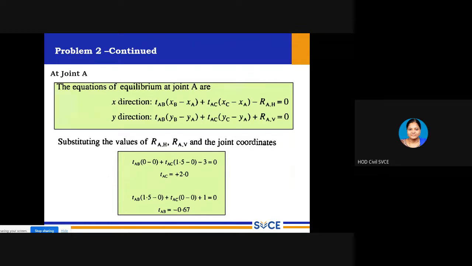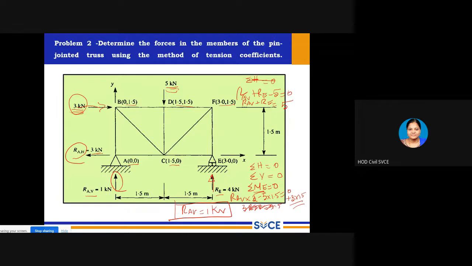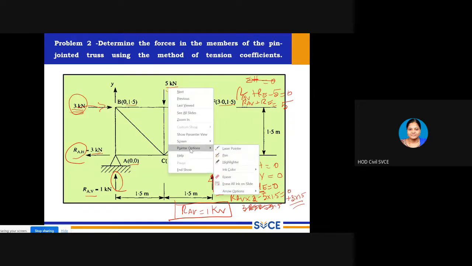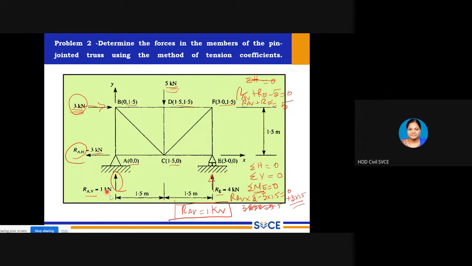I'm not going to explain this in detail because we have solved the first problem in detail. So first we have to consider the joint A. At joint A, you have two members, AB and AC. In addition to that, you have to consider the support reactions also. At point A especially, you have two support reactions, RAH as well as RAV. Therefore, while applying summation Fx equal to 0, you have to consider this RAH, whereas if you apply summation Fy equal to 0, you have to consider the support reaction of 1 kilonewton. That you should not forget.